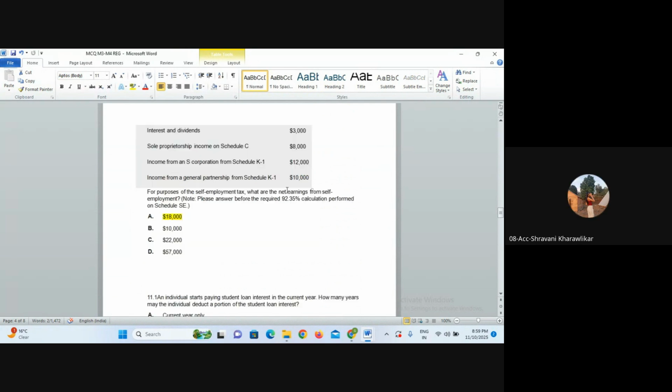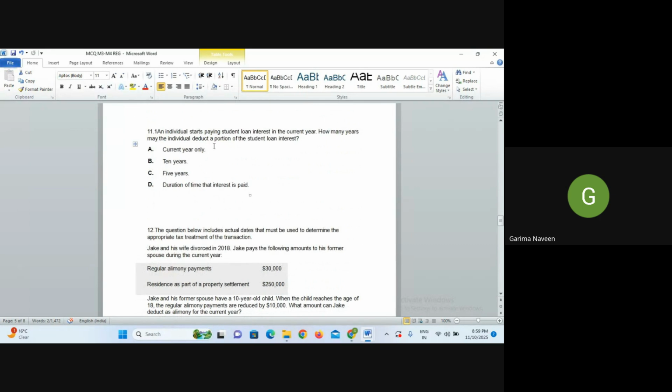No, ma'am. An individual starts paying student loan interest in the current year. How many years may an individual deduct a portion of student loan interest? So for how many years can you get the deduction? Option D, duration of time that interest is paid. Yes, correct. So there is no limitation as such. You can get the deduction for as long as you are paying the interest.